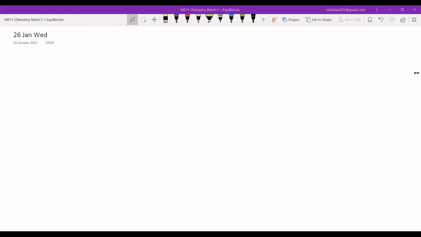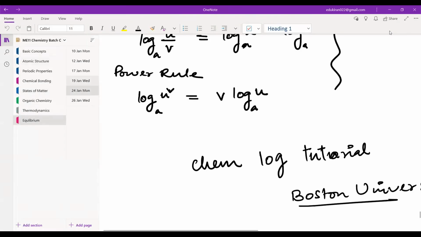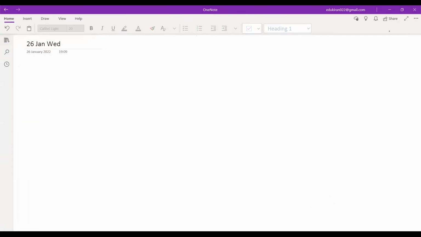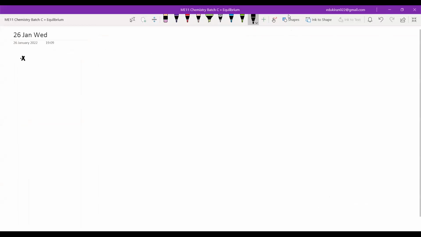So let me start with log. We looked at some properties of log in the last class, no? We did something on logs or no? We did, sir. Okay, so we did. Fine. There are three main properties that you have to remember. The first one is the product rule. Log of A into B is equal to log A plus log B.